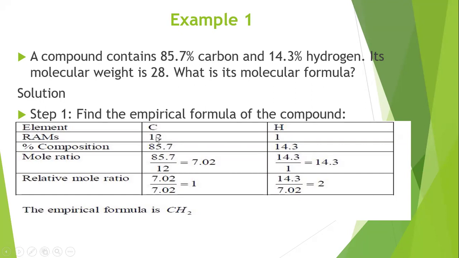Now the mole ratio is found by taking the percentage composition and dividing by the relative atomic masses. So 85.7 divided by 12, you get 7.02, while for hydrogen, 14.3 divided by 1, you get 14.3. Now, the relative mole ratio is found by dividing the mole ratio by the smallest ratio among the two. So 7.02 divided by 7.02 gives 1, while for hydrogen, 14.3 divided by 7.02 gives 2. Therefore, you have the empirical formula CH2.